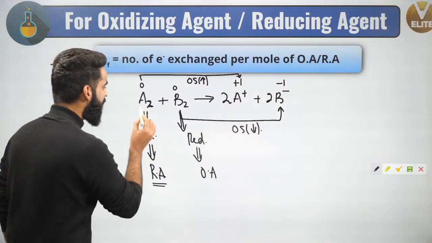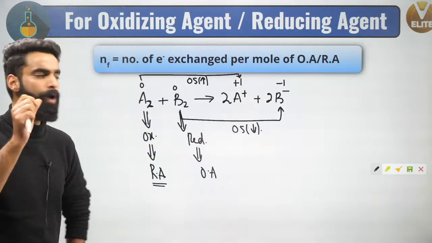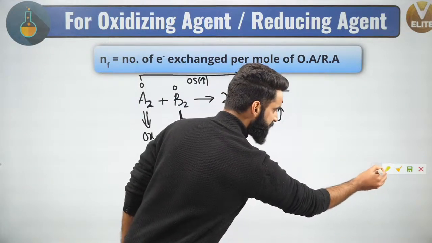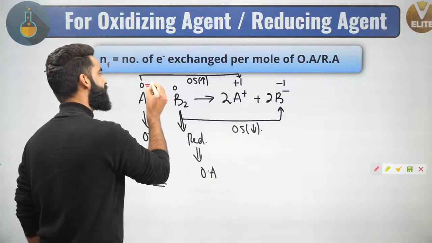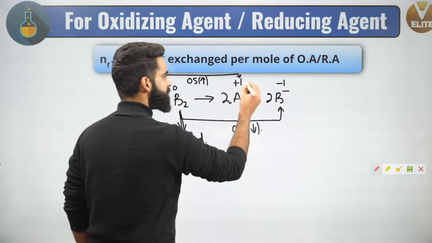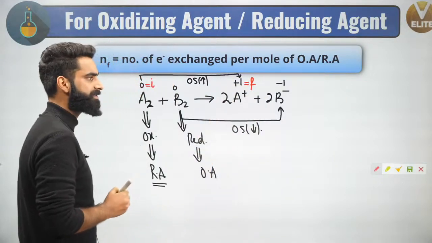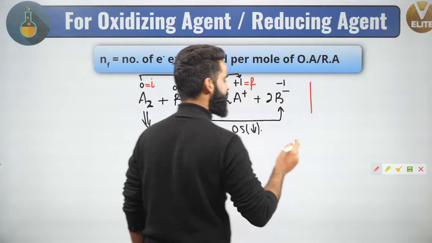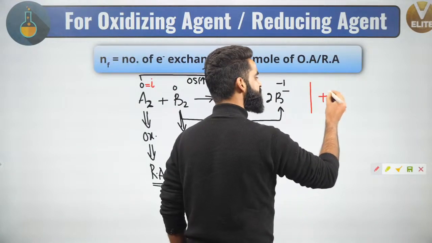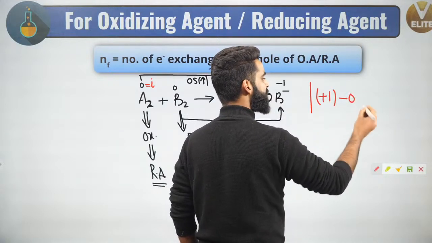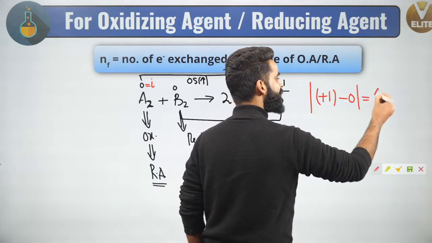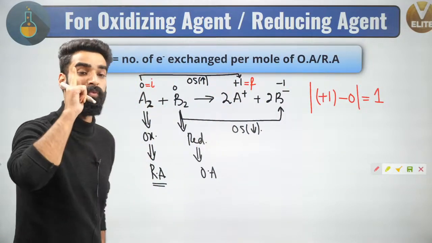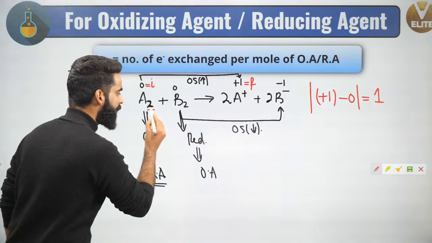If I need to calculate the n factor of this A2 right here, how will I be doing that? Can I say this is the initial oxidation state of A right here, this is the final oxidation state of A right here? So if I want to calculate the change in the oxidation state of A, it is going to be the final oxidation state of A, that is +1, minus the initial oxidation state of A, that is 0. What is the value coming? Value will be 1. But we will understand, this 1 is the change in the oxidation state for one atom of A. But over here I have 2 atoms of A.